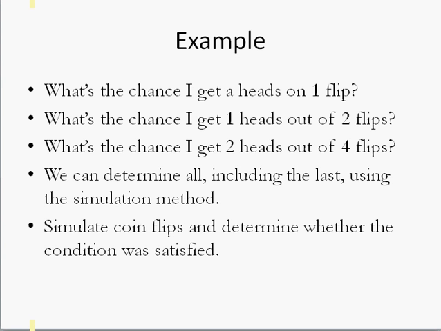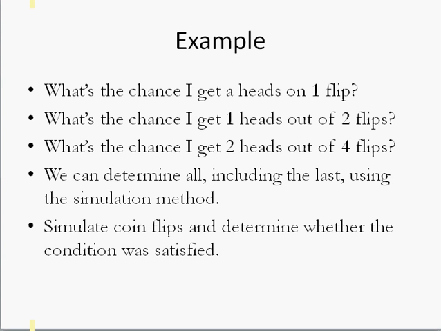So for example, I can think about the chance I get a heads on one flip of a coin. What you would do is flip 1,000 coins and see how many came up heads. And similarly, we could flip 2 coins and see how often we got exactly 1 heads, or 4 coins and see exactly how often we get 2 heads.